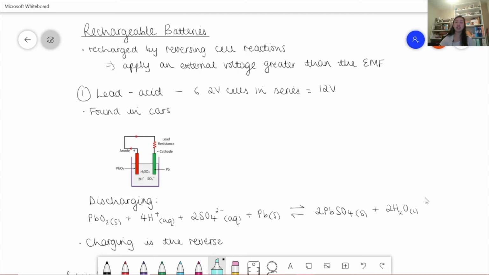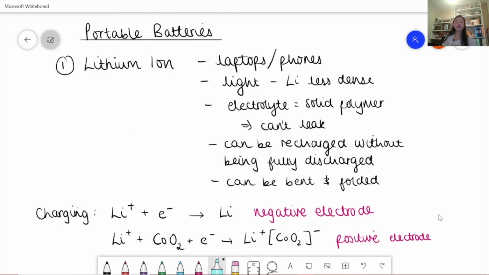And because it's rechargeable, that does make it slightly better for the environment because we can use it more than one time. Now we're going to talk about portable batteries. So these batteries are also rechargeable, but they're portable as well, so we can bring them out with us, and they don't have to stay at home.